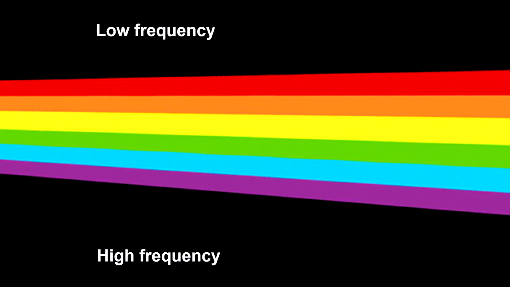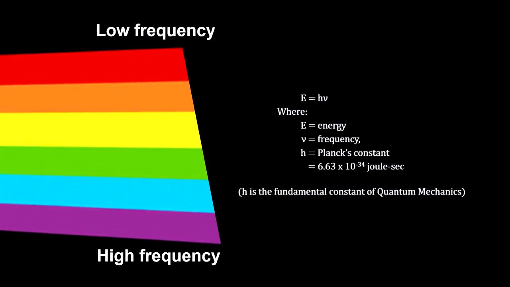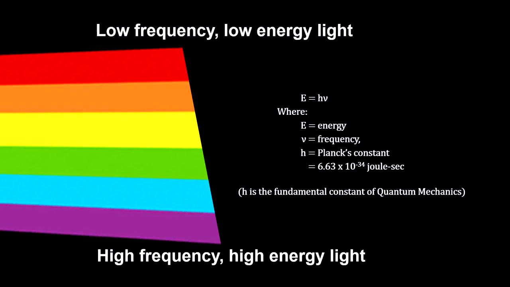frequency end. An important relationship between energy and light is that a light's energy is directly proportional to the frequency. So when physicists see color, they think energy. Red is low energy light, and blue is high energy light.